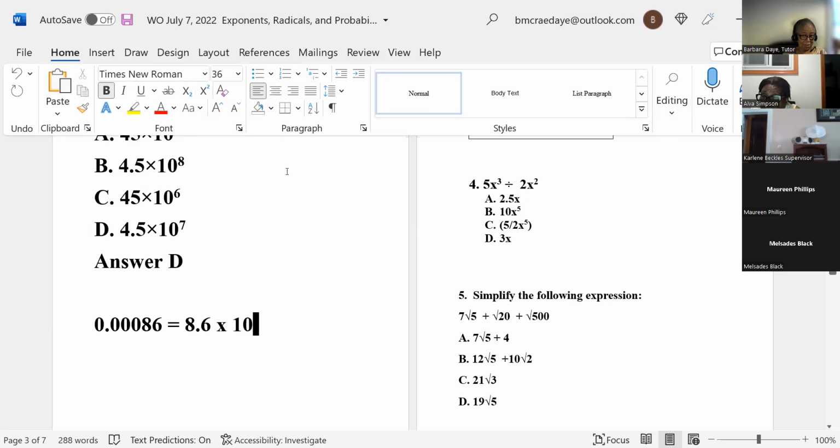What is it, Alva? 10 to the what? Fourth. No, that's not correct. Alva, what's the number? It's moving to the right this time, Miss Barbara. That's right. So what would be the exponent? 1, 2, 3, 4, 5. 10 to the 5th power. No, that's not right. Maureen, what is the number? Let's see, go to the right.